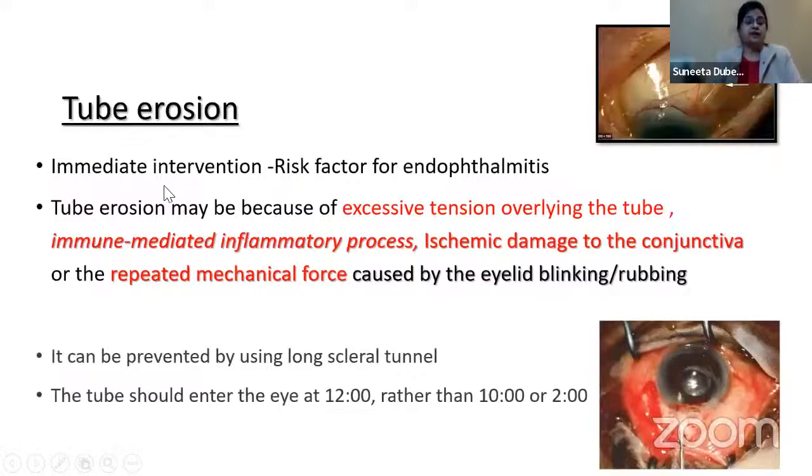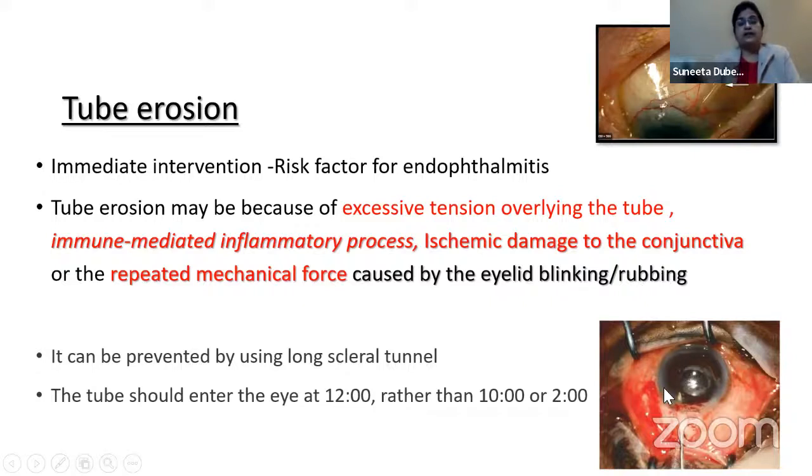However, if there is tube erosion, then immediate intervention is required because there is a risk of endophthalmitis. Tube erosion generally occurs in patients who do not have a very healthy conjunctiva, or where there is excessive tension overlying the tube. It could be because of an immune-related inflammatory process or repeated mechanical force caused by eyelid blinking and rubbing. That is why it can be seen in children as well.